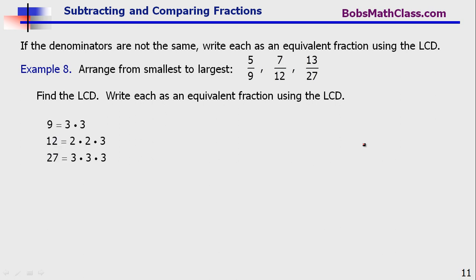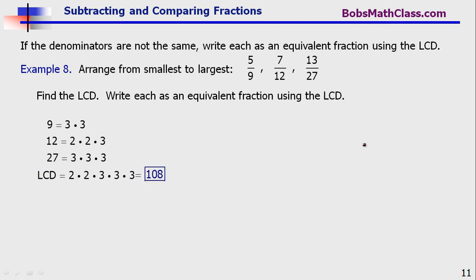Okay, so 9 is 3 times 3. 12, 2 times 2 times 3. 27, 3 times 3 times 3. So how many 2's? Just 2. How many 3's? 3, because the 27 has 3 3's. That's the greatest number of 3's that occurs in any one row. So 2 2's and 3 3's, and that gives us 108.